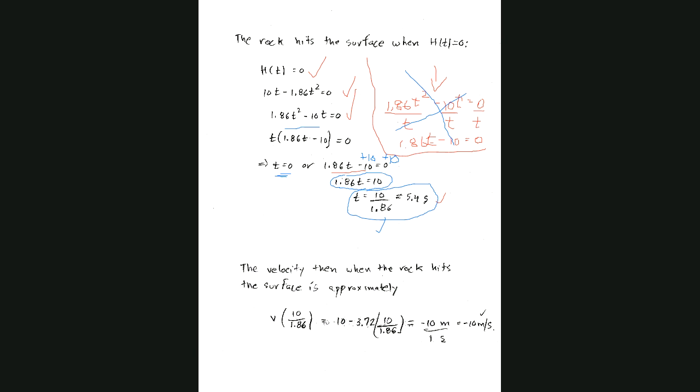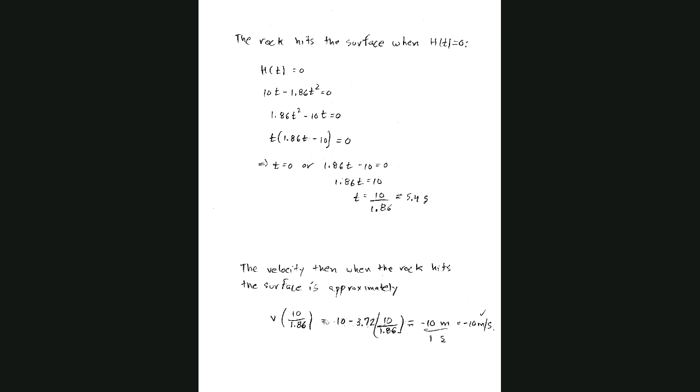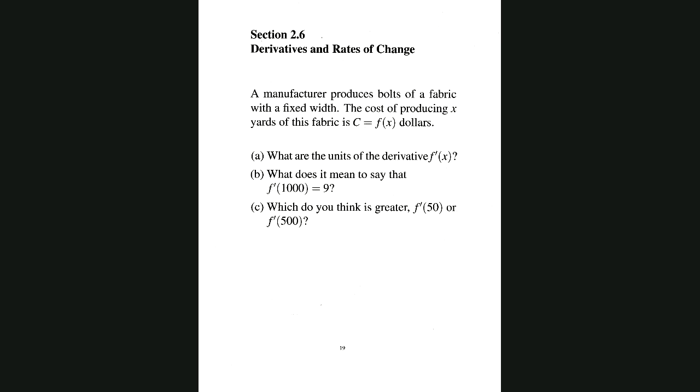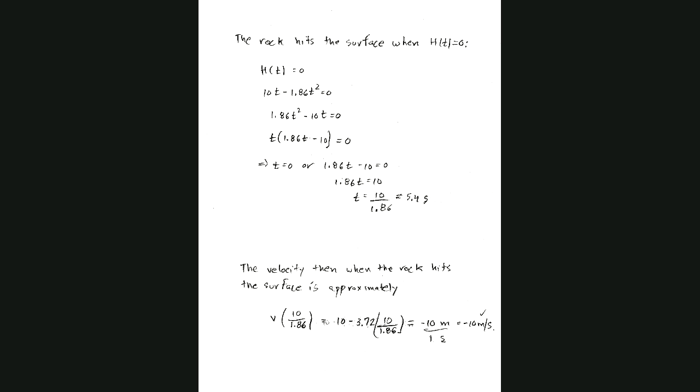Okay, we just solved this little equation. And when you solve it, you'll get t equals 10 over 1.86. And so now what we have to do is substitute it in. So the velocity when the rock hits the surface is going to be, actually, it's not approximate, it's going to be equal to -10 meters per second. That's the velocity.